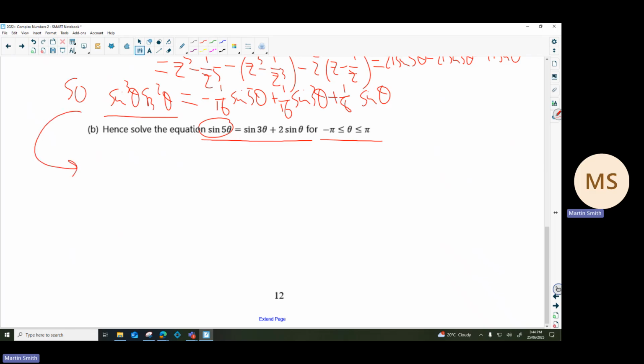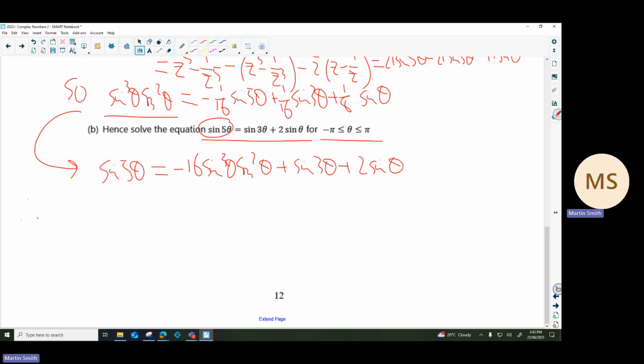So the previous identity, if you make sine 5 theta the subject, it gives you the following. So we'll take the sine 5 theta term across, and the sine cubed cos squared back, and then times through by 16. So the identity shows me that sine 5 theta is, I'm going to have sine cubed cos squared on the other side, but it's going to be negative, and I've timesed it by 16. So minus 16 sine cubed theta cos squared theta plus sine 3 theta plus 2 sine theta. That's just rearranging that to make sine 5 theta the subject.